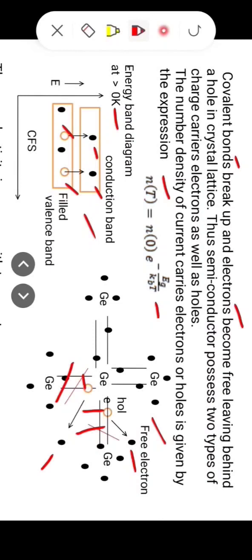Now at 0 Kelvin, a pure semiconductor behaves as an insulator. Now when temperature rises beyond 0 Kelvin, then covalent bonds start breaking. So number density of charge carriers, that is electrons and holes available, depends upon temperature and is given by the expression Nt equal to N0 into e raised to power minus Eg by kBT.